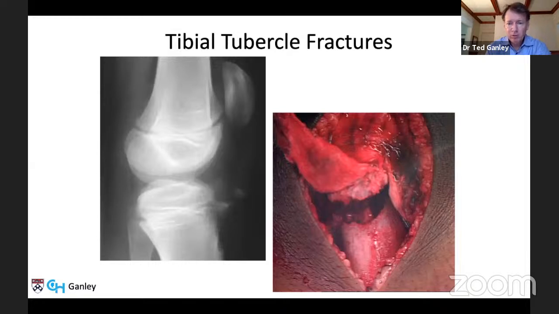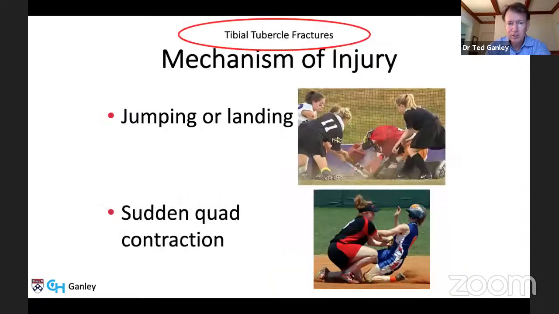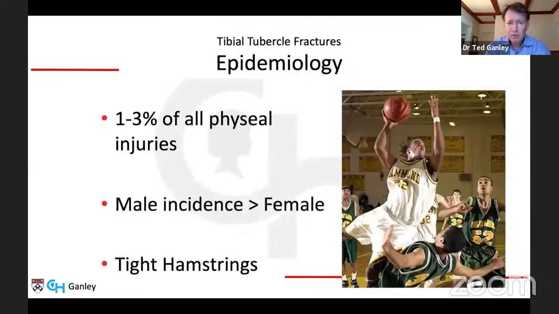Moving on to tibial tubercle fractures, you can see a large piece of periosteum with that displaced fracture. You can see the patella is elevated on that case. Mechanism of injury, jumping or landing, sudden quad contracture. 1-3% of all physeal injuries, males more than females, tight hamstrings.